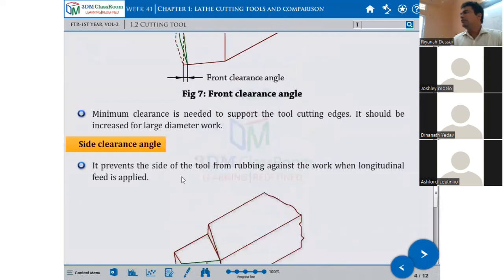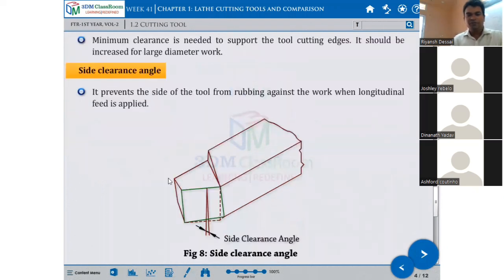With theory alone, you can't do the practical later. But you must grind the tool properly, otherwise if you start turning, it will not work. Side clearance. This is the side clearance. You have to maintain the angle for the cutting to be perfect.